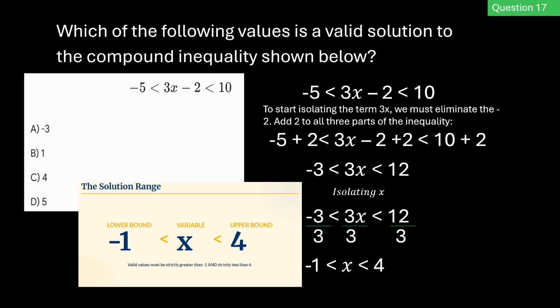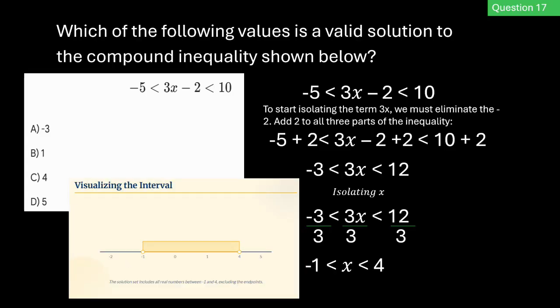4. On a number line, this is represented by an open interval between negative 1 and 4, excluding the endpoints themselves. Now let's look at our multiple choice options to see which value falls inside the valid range.